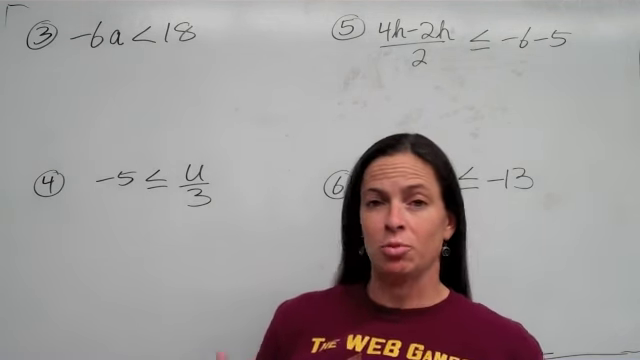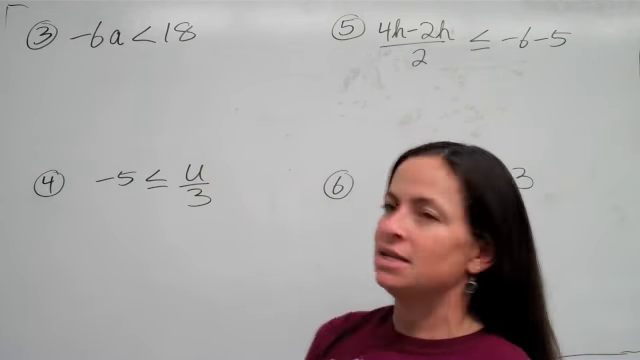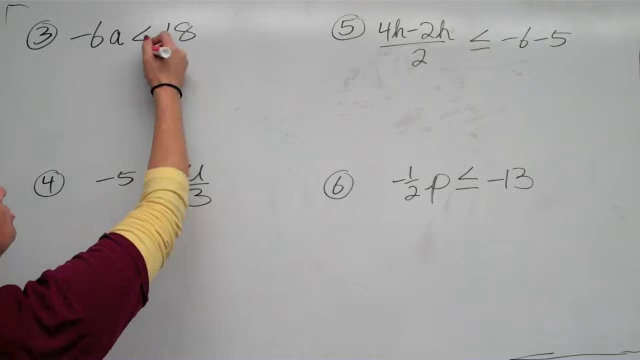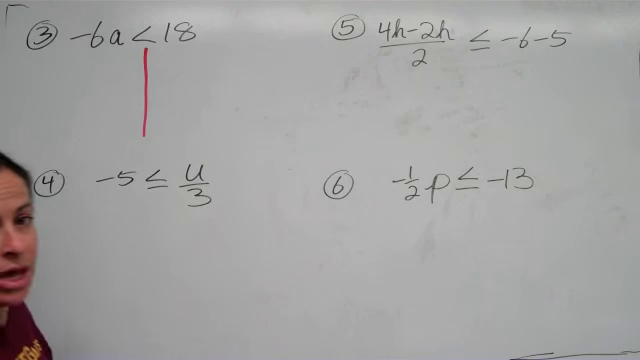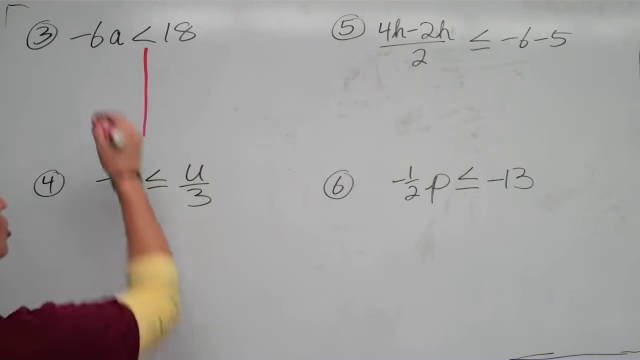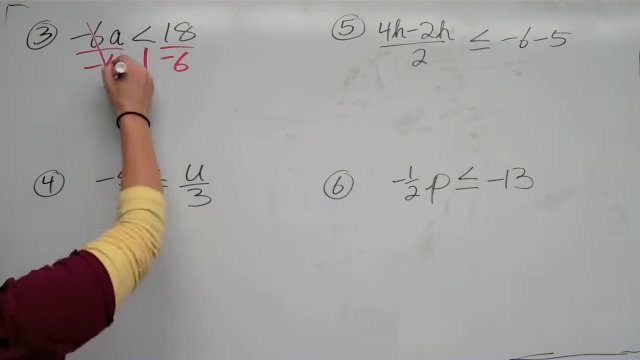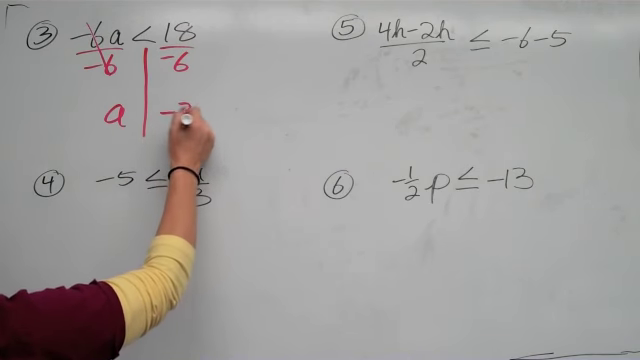So here we go with a couple more examples. Number 3 gets a little trickier. -6 times a is less than 18. I want to get the a by itself, so I'm going to build my fence. -6 is attached to a by multiplication, so the inverse is division. We show division as a fraction. That simplifies down, I get a. 18 divided by -6 is -3.